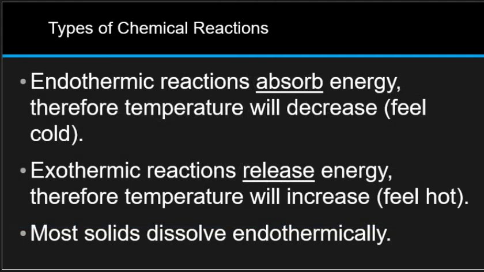All right, so types of chemical reactions. We're going to be looking at these next week. They're kind of fun, actually. Endothermic reactions absorb energy. So if it's absorbing energy in a beaker, for instance, and I put my hand on it, it's going to absorb the heat from my hand, which is going to make it feel cold. Temperature will decrease. An exothermic reaction releases energy and will therefore feel hot to the touch.